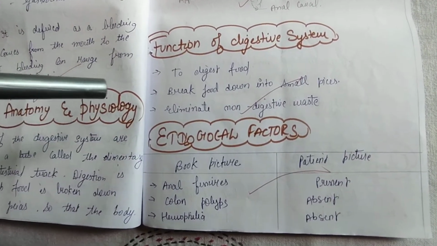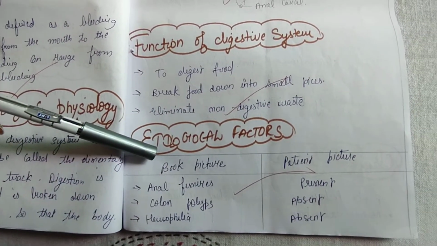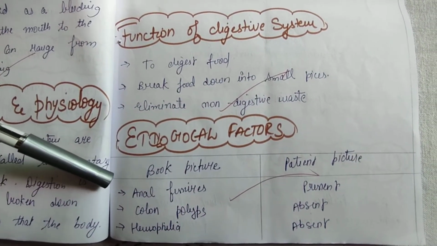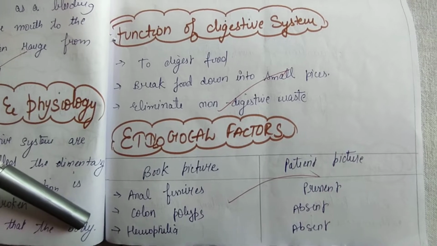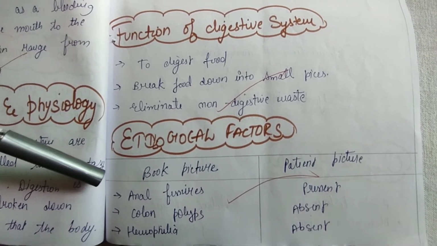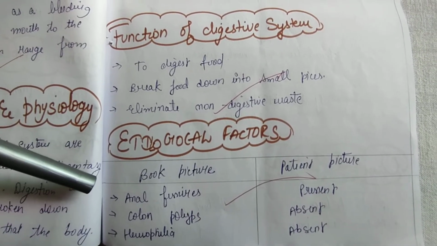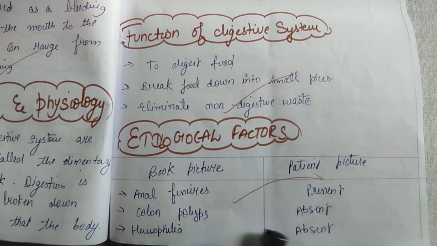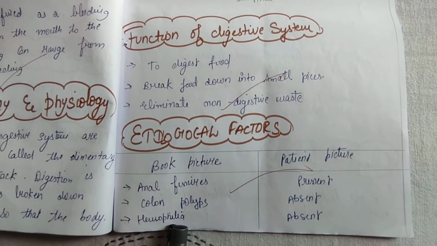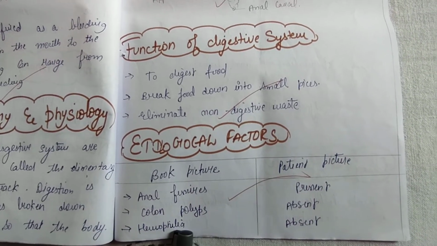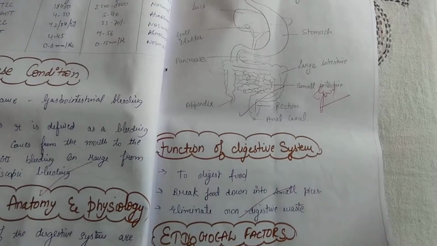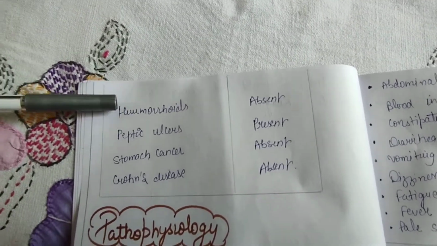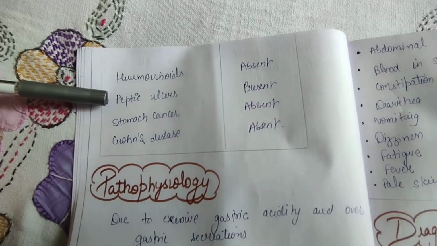Etiological factors mean the causes, according to the book picture and according to the patient's picture. According to the book, there are anal fistulas, colon polyps, and hemophilia. Anal fistulas, also known as anal ulcers or fissures, are present in the patient. Colon polyps are absent in the patient. Hemophilia, you must know, is a blood clotting factor disorder, absent in the patient. Furthermore, causes include hemorrhoids, absent in the patient.